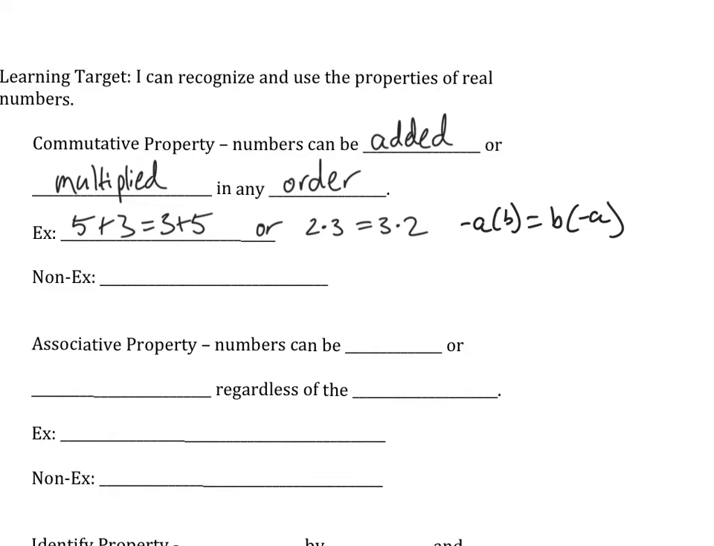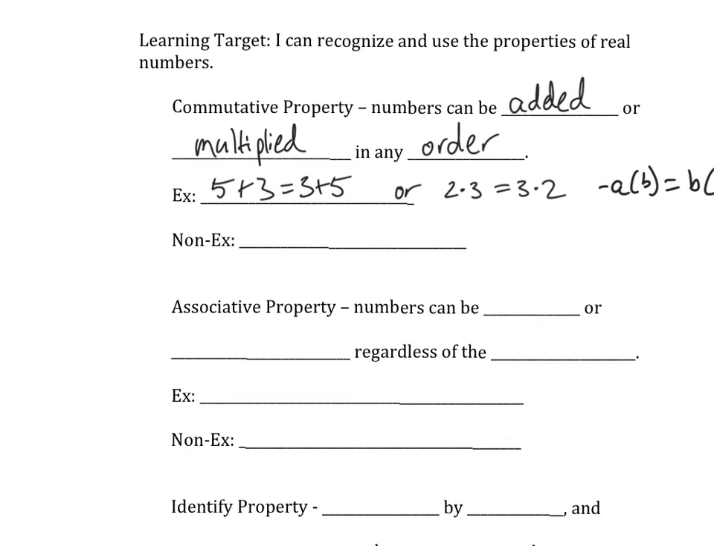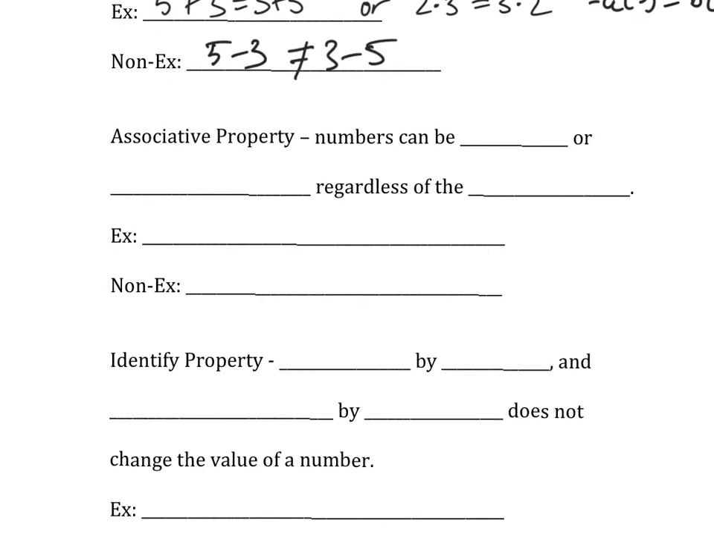Okay? Now let's think about maybe something that would not be an example of this. So it says numbers can be added or multiplied in any order, but this doesn't apply for subtraction or division. Okay? So if we had 5 minus 3, that would not be equal to 3 minus 5. Okay? We can even think about that, right? 5 minus 3 would be equal to 2, and 3 minus 5 is equal to negative 2. Those two things are not equal to each other, okay? So that would not be an example of when we can use the commutative property.